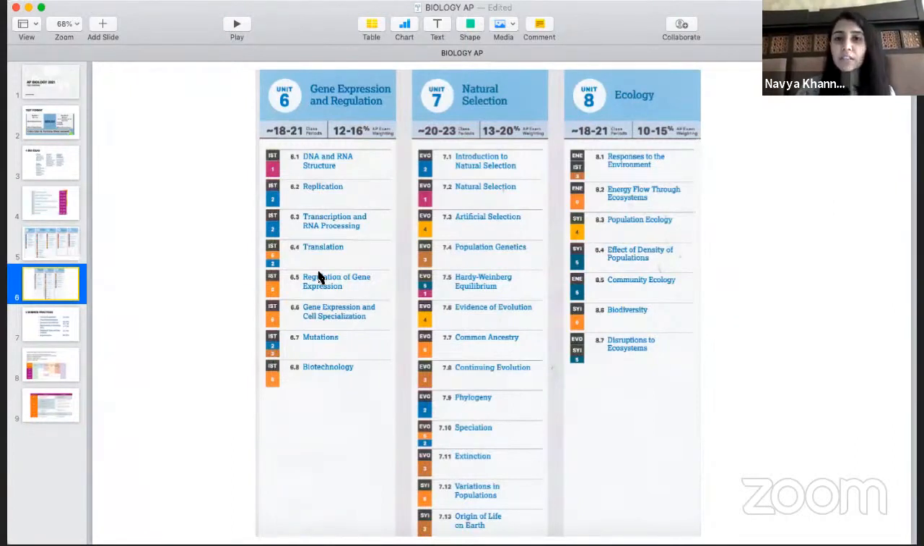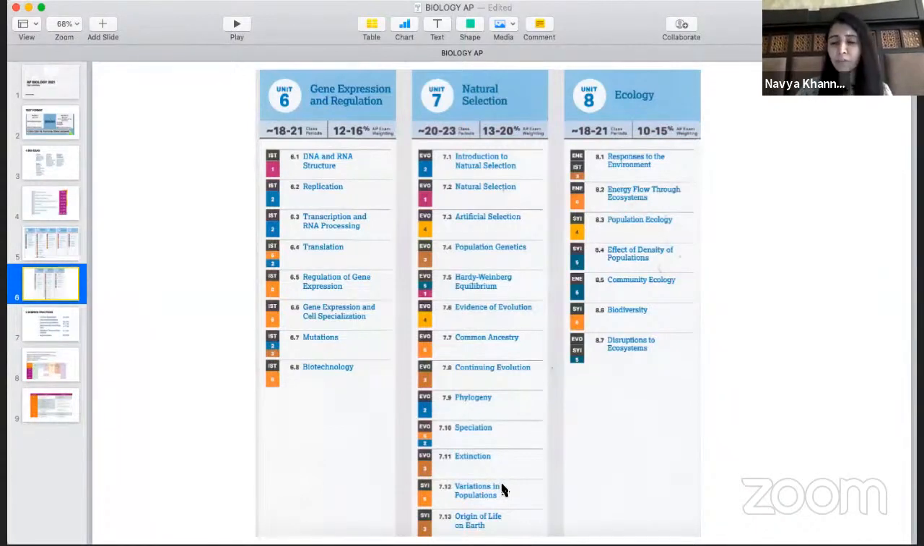Unit 7 is natural selection. So this has the highest, and like you can see, it also has the maximum number of subtopics under it, and has the highest weightage, 13 to 20%. This is all about your Darwin's theory. It's about common ancestry, evidence of evolution, how we have a common gene pool, and from there it gets passed on from one generation to another. How is it that one trait is passed on and the other is not? All of that is covered under natural selection, right?